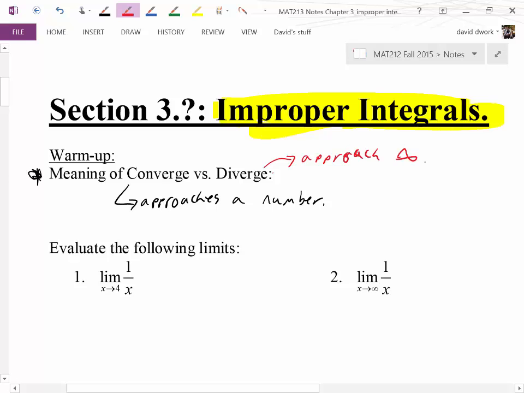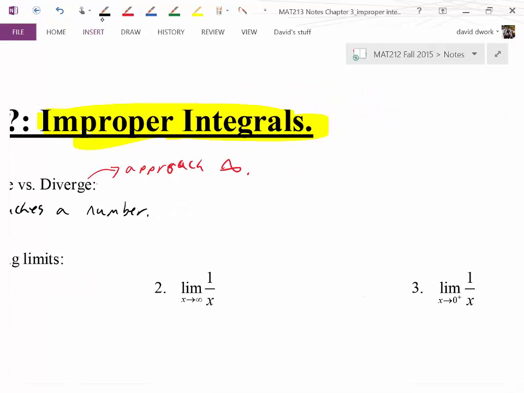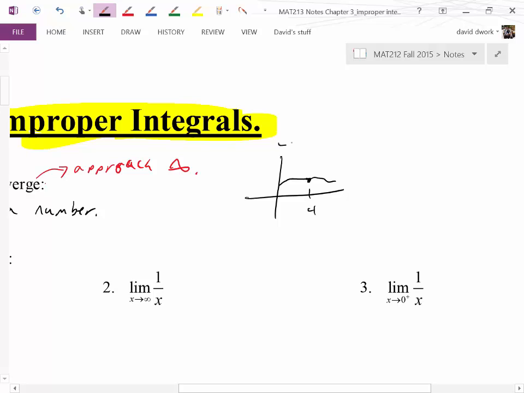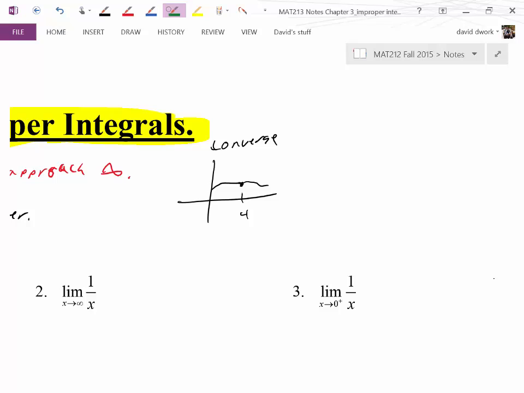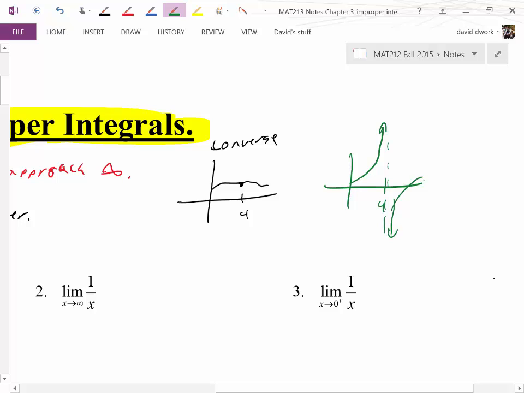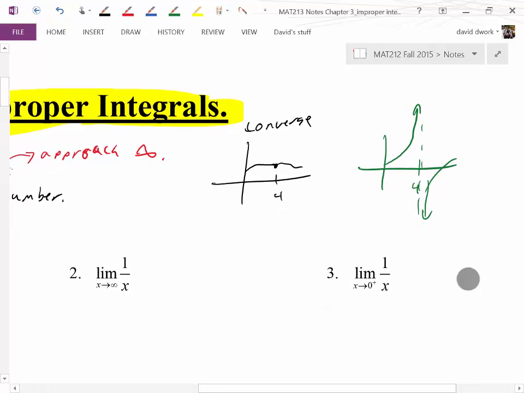So if you think about what that's saying graphically, if you have a limit, let's say we're testing 4, it means your graph's going towards some number at 4. It's approaching a number. That would be the concept of converge. To converge on something means you're going towards it. To diverge means, like maybe at the number 4, we had a vertical asymptote. So your graph's going towards infinity, or maybe towards negative infinity. So that's the concept of converge versus diverge. That's the only new thing.